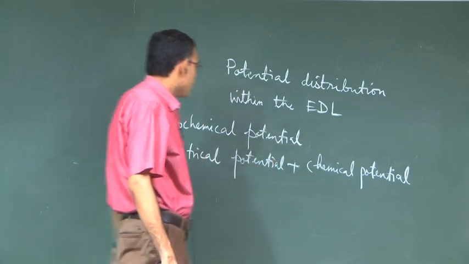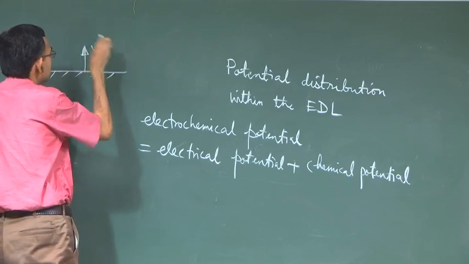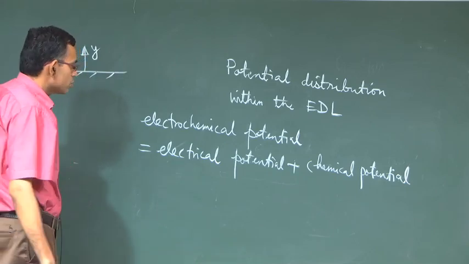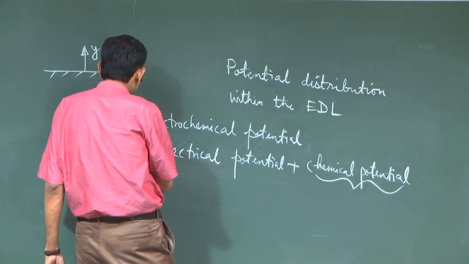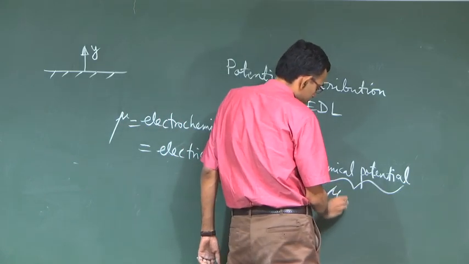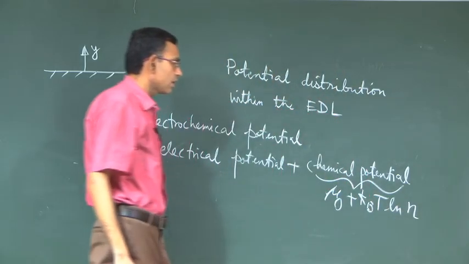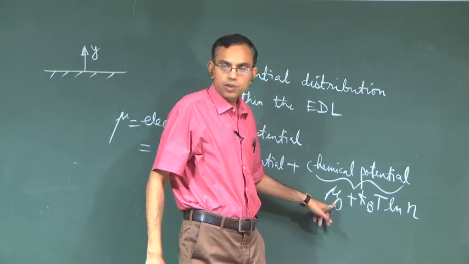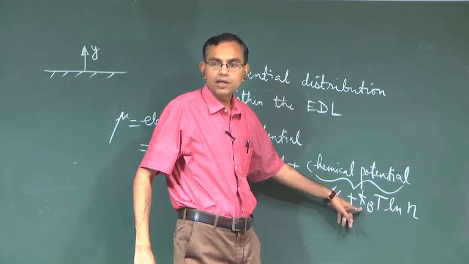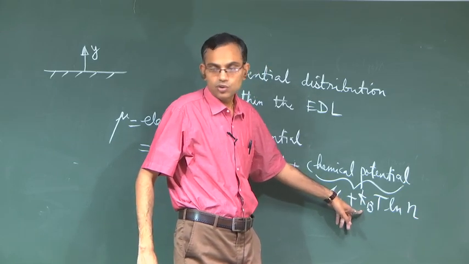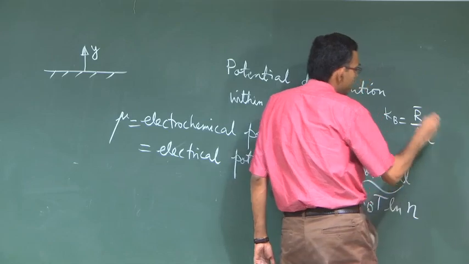So, we will calculate what is the electrochemical potential of a system where you have a solid surface, and let us say y is the direction perpendicular to the surface. So, the chemical potential, let us call it mu, so mu naught is a reference potential, Kb is the Boltzmann constant, which is the universal constant, 8.314 kilojoule per kilo mole Kelvin divided by Avogadro number. So, Kb is, if we call R bar the universal constant, R bar divided by the Avogadro number.